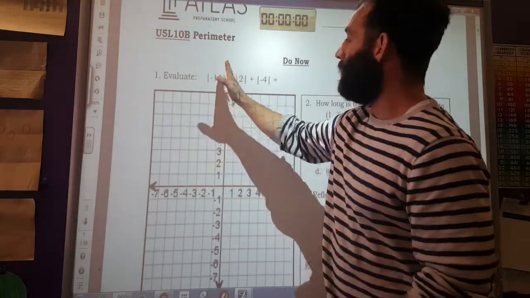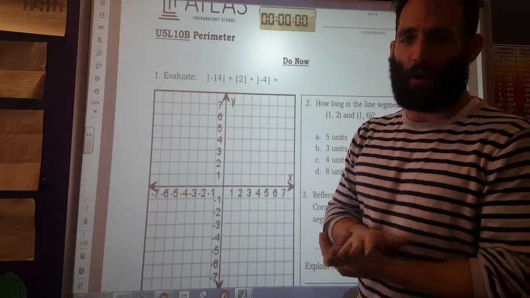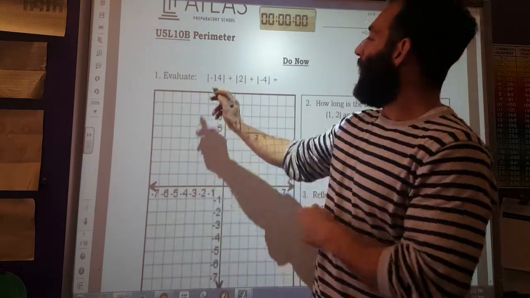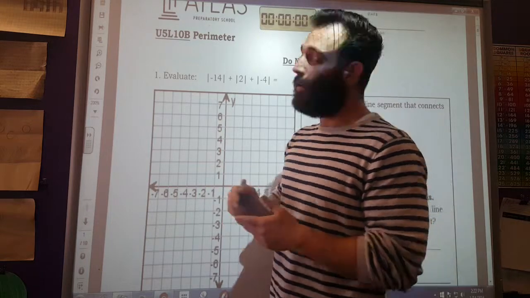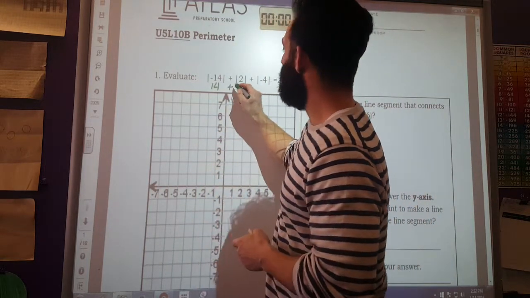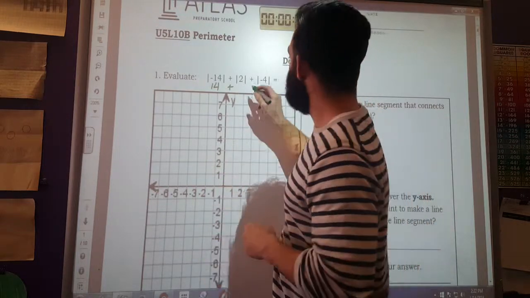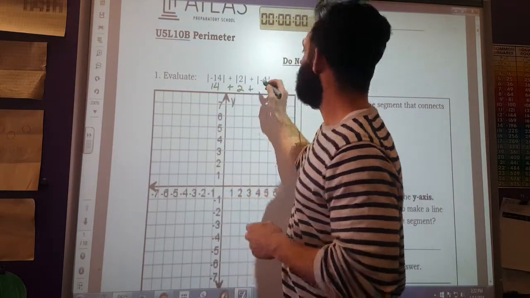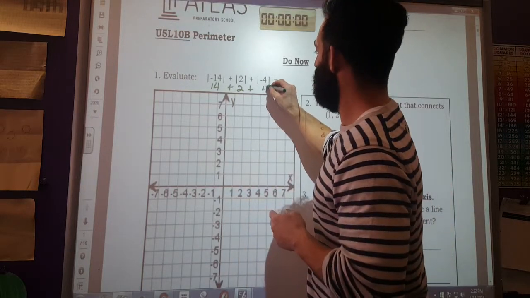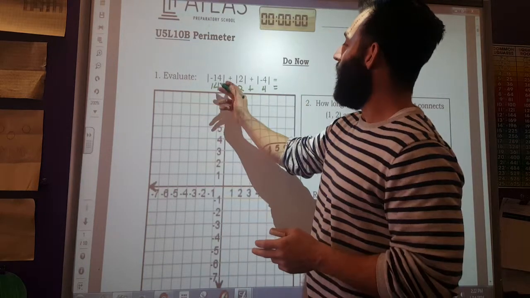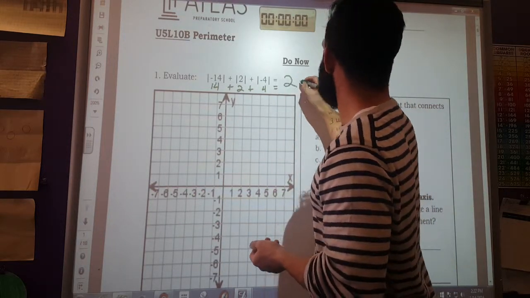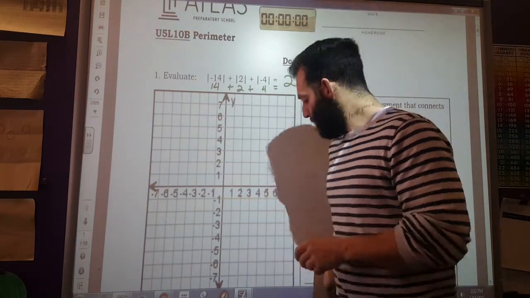Remember, the little lines around the numbers means absolute value, or how far a number is away from zero. The first one, I have the absolute value of negative 14, which should be 14 units away from zero, plus the absolute value of 2, which is 2 units away from zero, plus the absolute value of negative 4, which is 4 units away from 0. Add them all up. I have 14 plus 2 is 16, plus 4 equals 20.